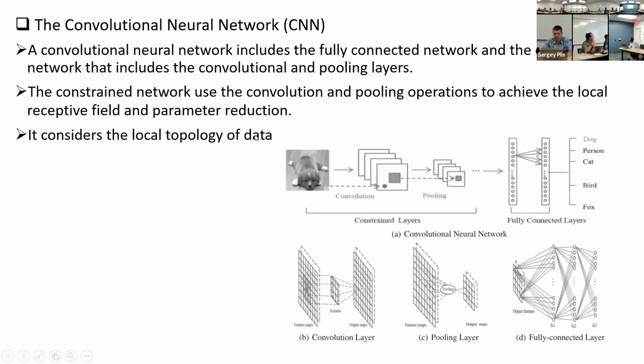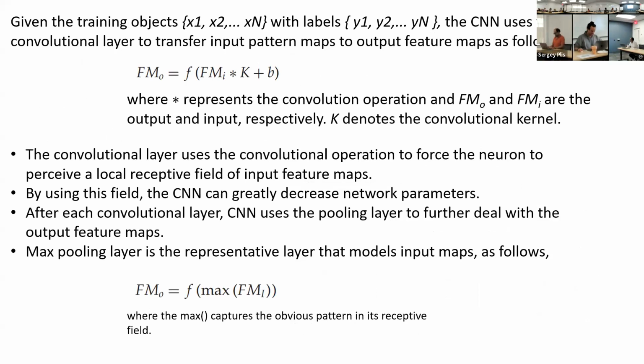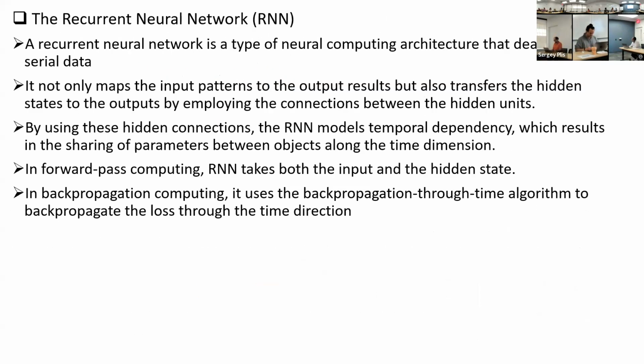Then they describe the convolutional neural networks. We know that it includes fully connected layers and convolutional layers, and it considers the local topology of the data, which was not considered in the deep belief network and the stacked autoencoder. Then they describe how the model takes the input data, and also the optimization strategy using CNN.